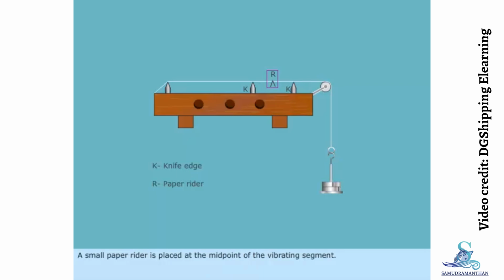A small paper rider is placed at the midpoint of the vibrating segment. A tuning fork of frequency N1 is used to excite the wire. The length of the vibrating segment is adjusted for resonance by moving one of the knife edges. The resonance is indicated by the fluttering and falling of the paper rider. Now, the length of the vibrating segment is measured as L1.